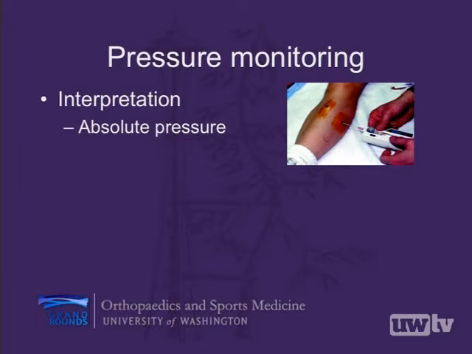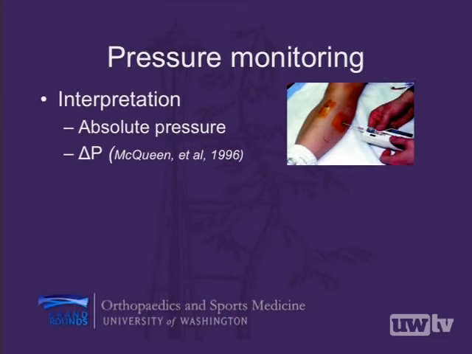Do we use an absolute pressure? Some authors have suggested an absolute pressure anywhere between 30, 40, or 50 millimeters of mercury. The problem with this is that the actual perfusion of the compartment itself can vary depending on what the mean arterial pressure is, as well as the diastolic blood pressure. So should we be looking at a delta P, which is the difference in pressure between the compartment and most commonly the diastolic pressure or the mean arterial pressure?